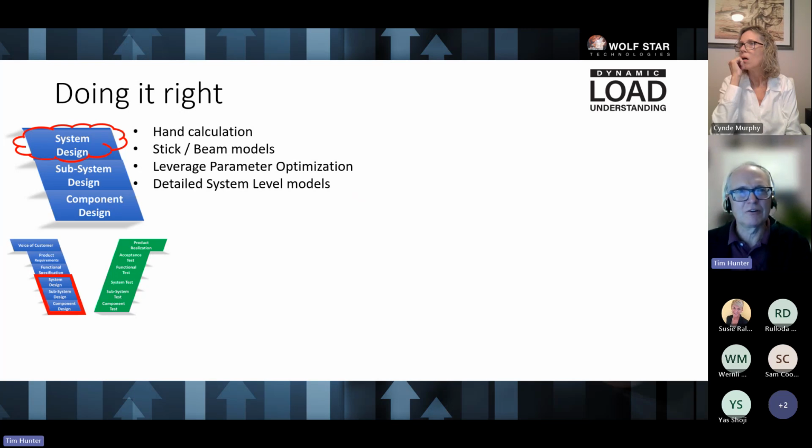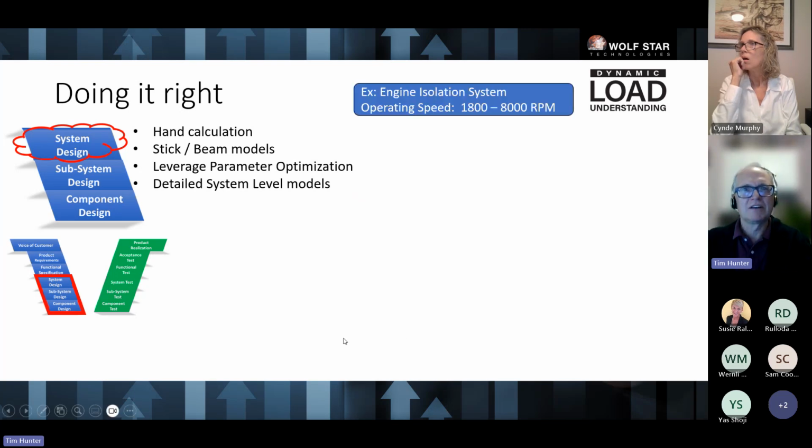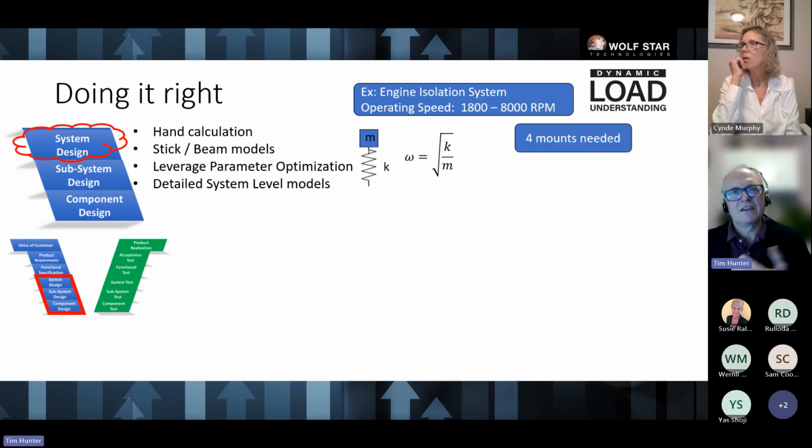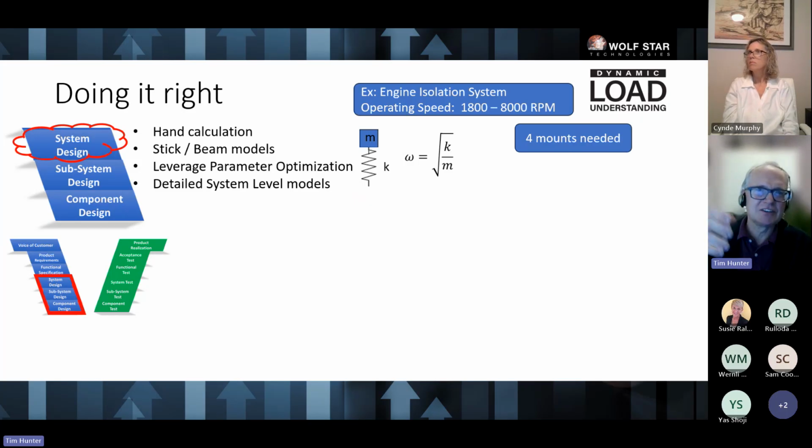So just to go through a little textbook problem here. Let's say we want to do an engine isolation system, and our operating speed for this engine is 1800 to 8000 RPM. Okay, so this is what we want to do. We want to create an engine isolation system. And so we know an engine isolation system is going to be a spring mass system, right? The engine sitting on top of isolators, that's a spring mass system, natural frequency is going to be square root K over M. And we want to provide 4 engine mounts here.